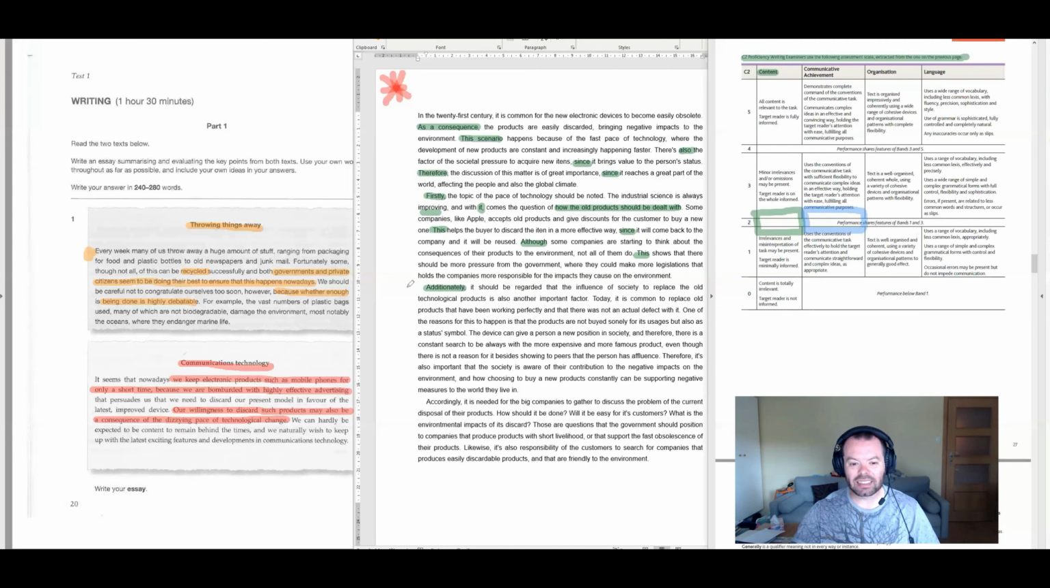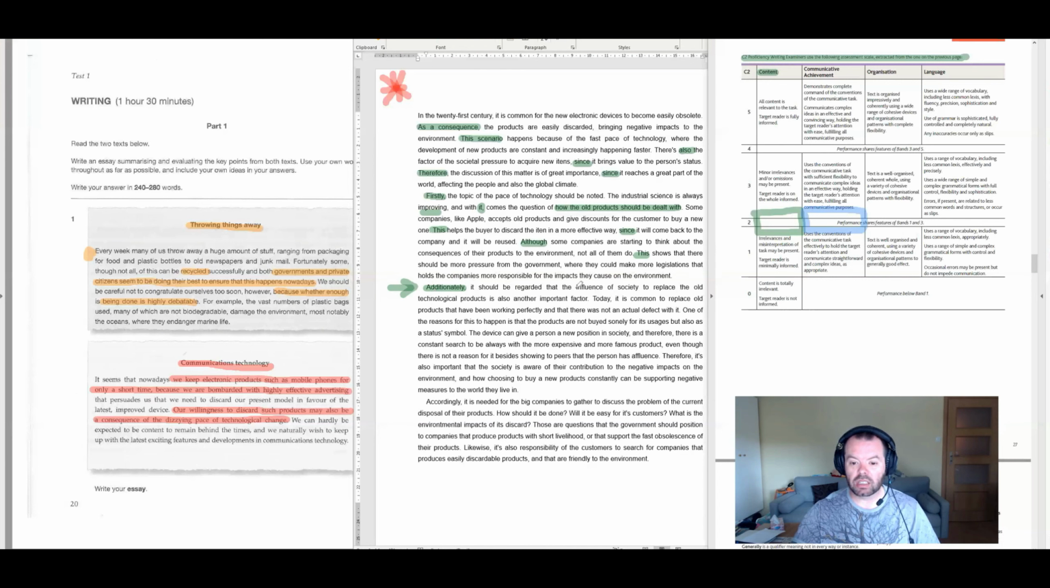Additionally, maybe it's a typo, so it should be "additionally" rather than "additionally". So it's good that you've linked the paragraph, but it's a shame that the word itself is spelled wrong.